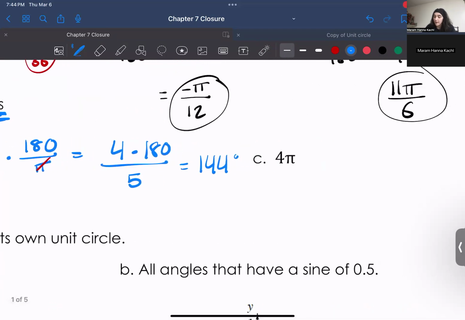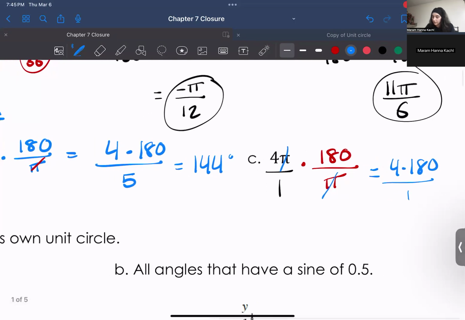This last one is at 4 pi, so same idea, multiply by 180 divided by pi. I know that I want it to be a degree, so I want that pi to go away. Pi on top, pi on bottom, completely disappear. If you'd like to put a 1 under this 4 pi to just kind of keep things consistent, you can. But same idea, pi and pi go away. Now you're left with 4 times 180 divided by 1. Dividing by 1 doesn't do much, but we could still put it there. That gives us 720 degrees.